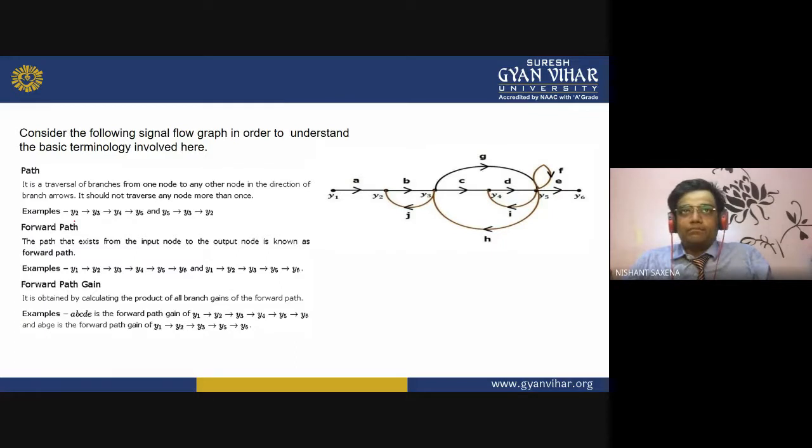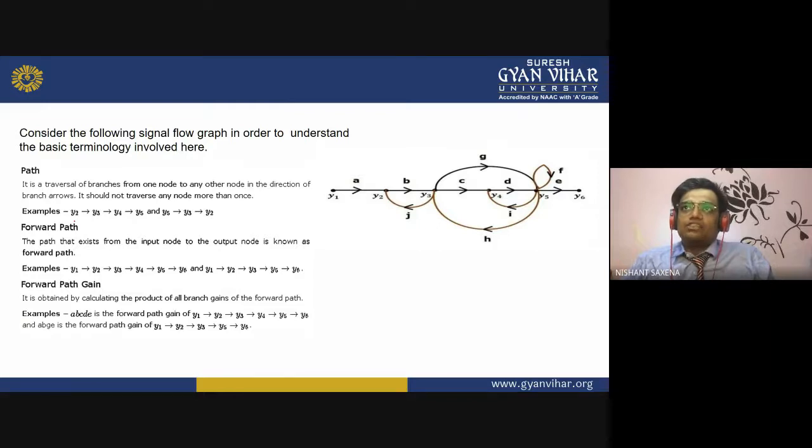Is this clear? Now, what are forward paths? The path that exists from the input node to the output node is known as a forward path. Examples are being shown to you: y1 to y2 to y3 to y4, y5 and y6, and y1, y2, y3, then y5 and y6. So what are the forward path gains? It is obtained by calculating the product of all branch gains of the forward path. An example is A, B, C, D, E as a forward path gain.